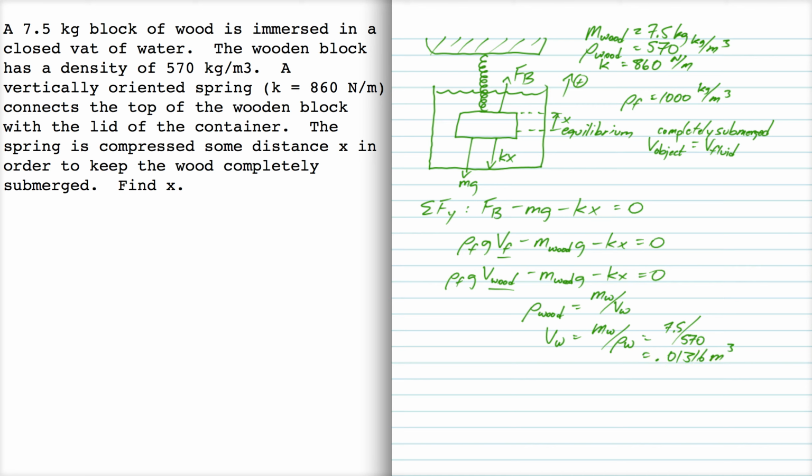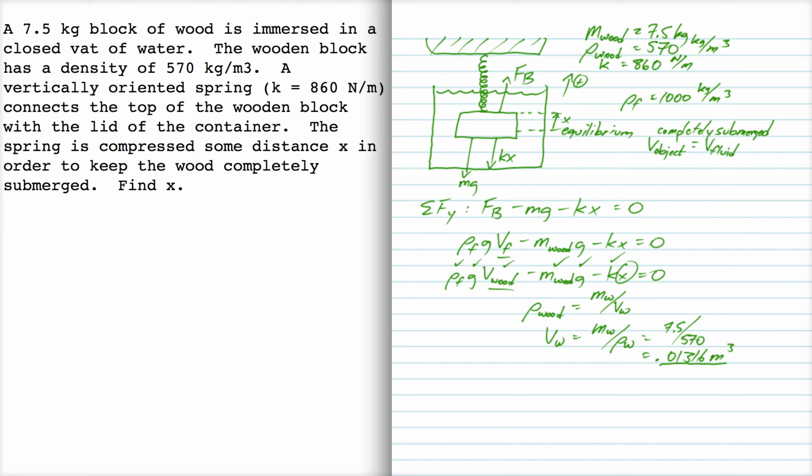Okay, so now looking back at my force equation, I know the density of the fluid, I know g, I know the volume of the wood now, that's 0.01316. I know the mass of the wood, I know g, and I know k. I just have to solve for x.